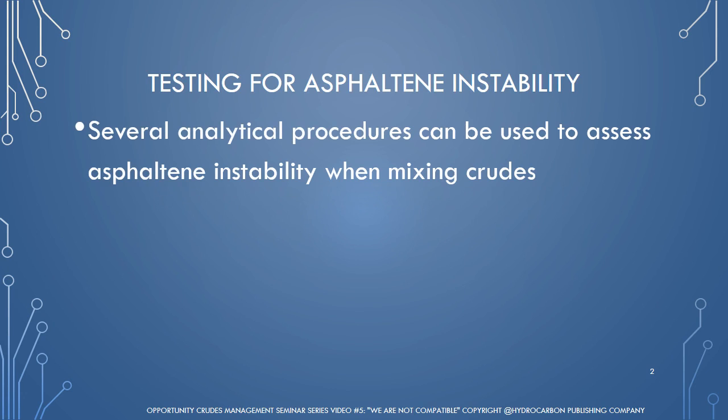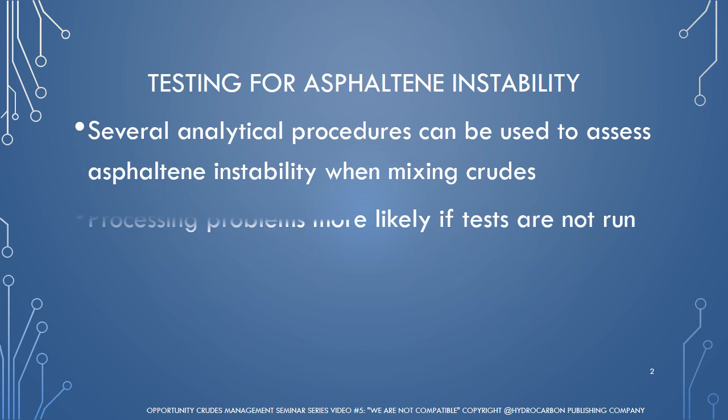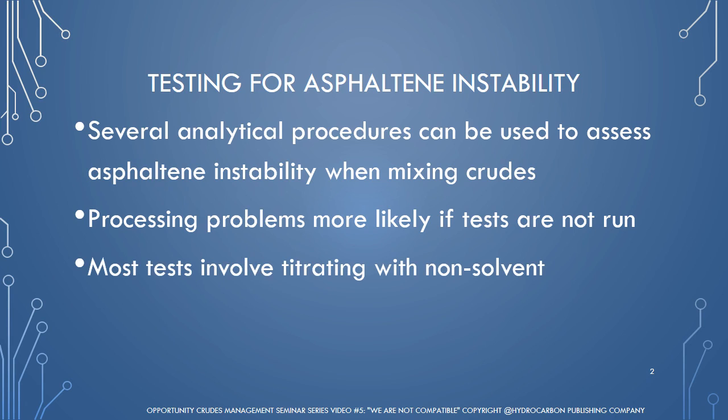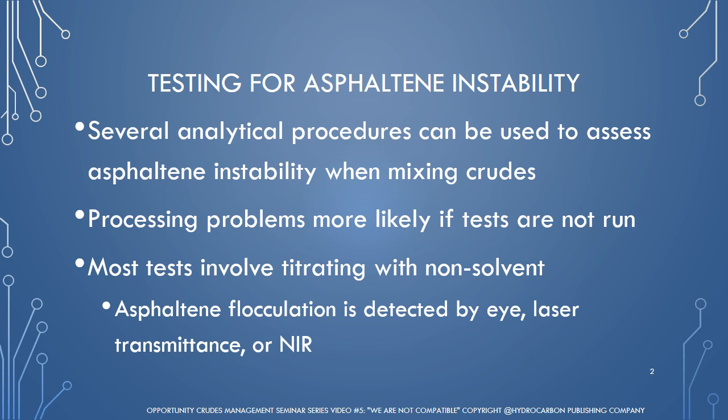Several analytical procedures allow refiners to assess asphaltene instability when mixing crudes. According to representatives at a past American Fuel and Petrochemical Manufacturers Q&A session, even though these tests do have their shortcomings, refiners are more likely to face problems if they do not perform any tests. Most tests involve titrating the crude with a non-solvent, either by hand or automated process, and detecting flocculation either by human eye or using laser transmittance or near-infrared spectroscopy.